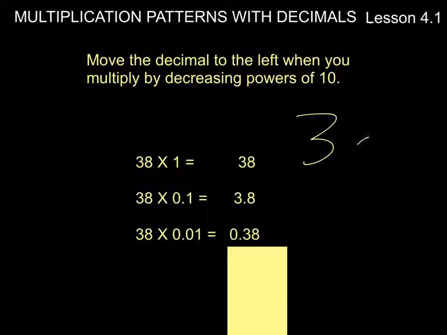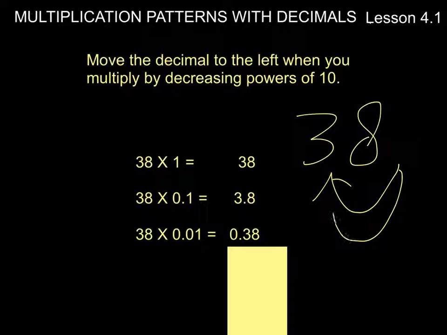So if I multiply 38 by 1/10, I'm moving the decimal one place to the left, and if I multiply by 1/100, I'm moving the decimal 2 places to the left to get 38 hundredths.